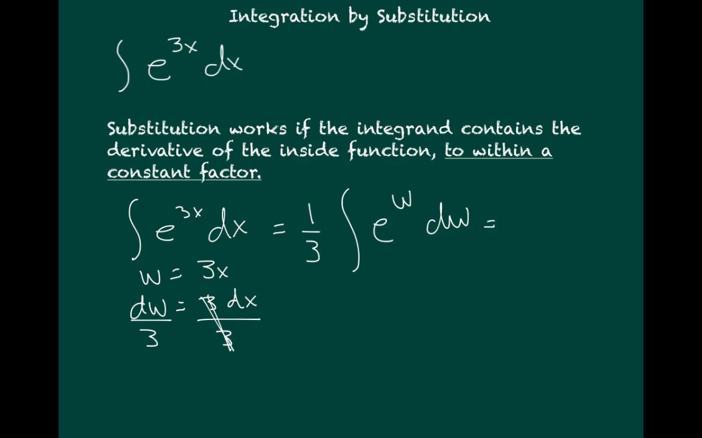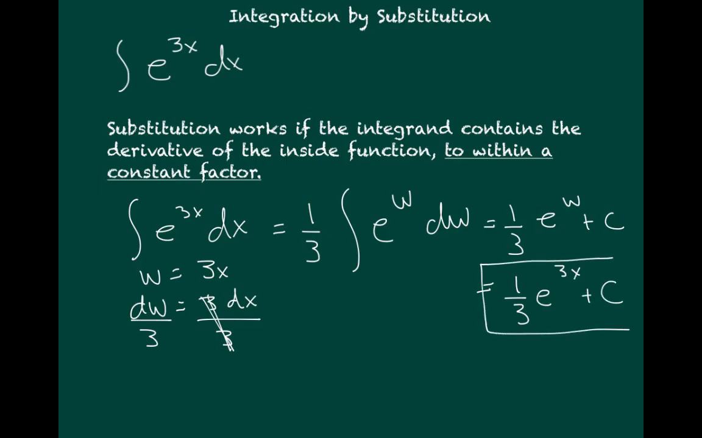So we know that that 1/3 just stays along as we integrate, and so integrating e to the w gives me e to the w plus c. Now I resubstitute, and I get 1/3 e to the 3x plus c, which of course is the antiderivative. Let's try another one where we're going to use substitution even though our integrand does not contain the derivative. It's off by a constant.